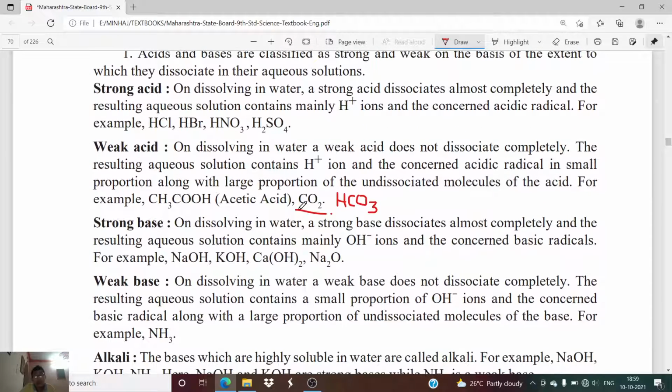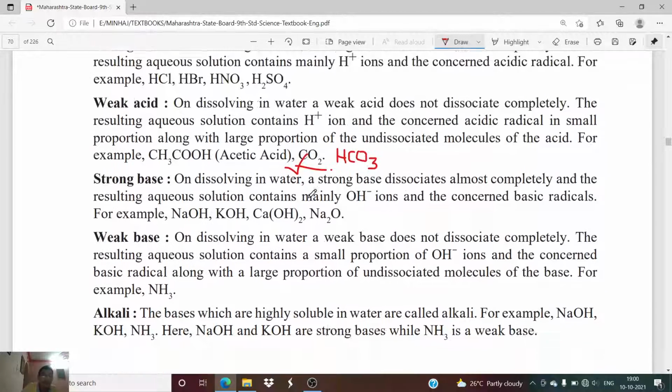Okay, this particular example, that is CO2, it is also a correct example. Okay, when we mix CO2 in water, we are going to get the carbonic acid and again the dissociation will take place. So this is also a correct example for weak acid.